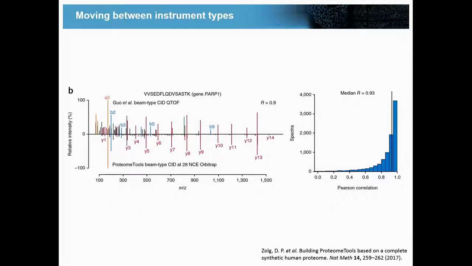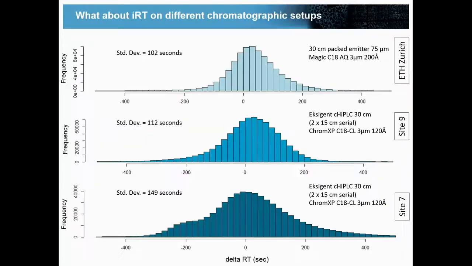This is also a spectrum comparison from this Bernhard Kuster resource, and here they compare QTOF spectra from our lab to beam-type CID or HCD spectra from an Orbitrap, and they say, okay, they're pretty well correlated, and most of them are pretty well correlated. So it seems that there should be some transferability between these, and these large-scale resources to some degree are reusable between labs and between instruments.